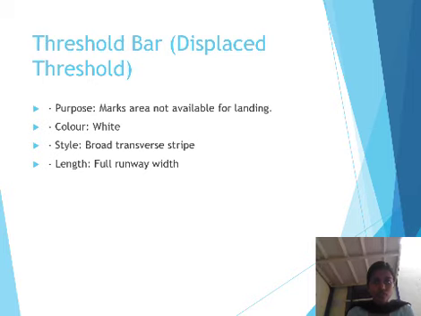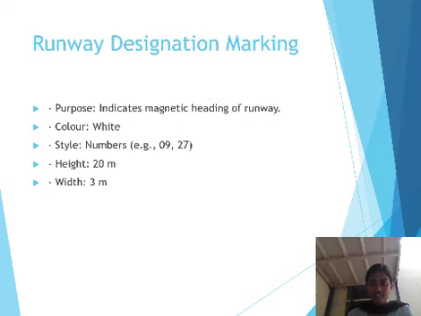So threshold bar. Threshold bar is a marking before the threshold. It is not for landing and marks an area for runoff. The color is white and the style is a broad transverse strip. The length is the full runway width.